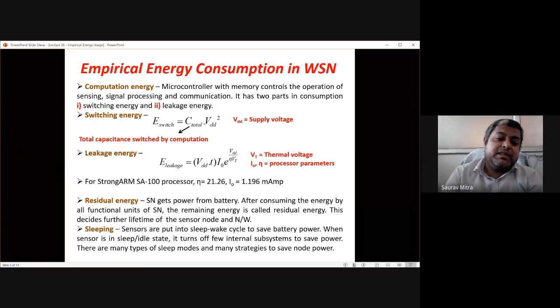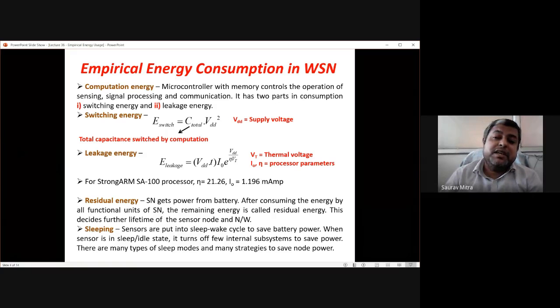So what is residual energy? A sensor node gets power from a battery. After all functional units of the sensor node consume energy, the remaining energy in the battery of the sensor node is called residual energy. Initially we charge the battery of a node fully, and the node works for maybe 5 or 6 months, and after that some energy still remains in that sensor node. That energy is called residual energy.